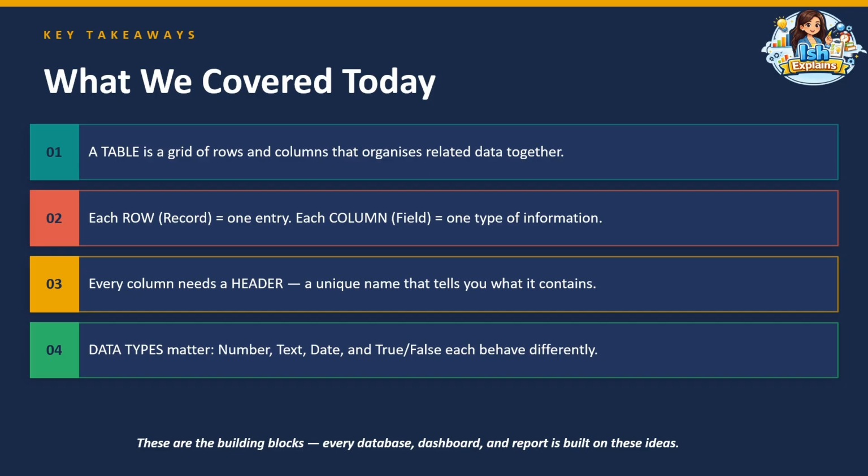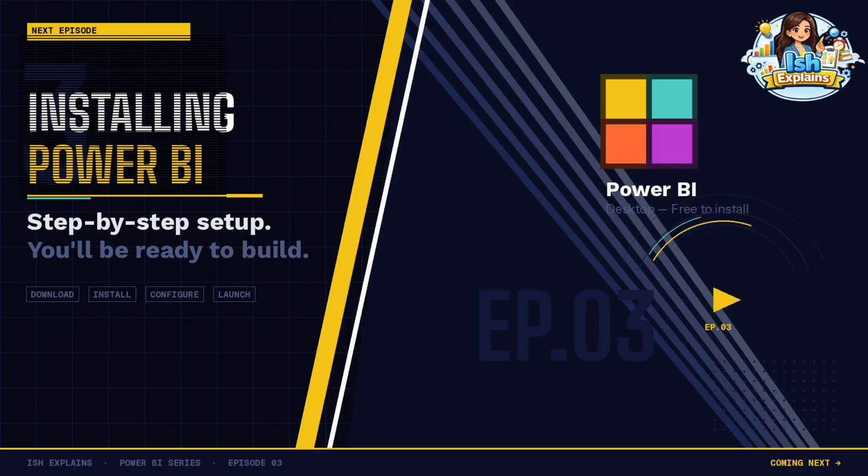I hope in this video you have understood what data types are and why they matter. These ideas, rows, columns, record, field, data types, are the building blocks of everything in Power BI. Every dashboard, every report, every chart you will ever build will start right here. In the next episode, we are installing Power BI step by step. I know you are very happy about it. I will walk you through the whole setup so you are ready to start building.